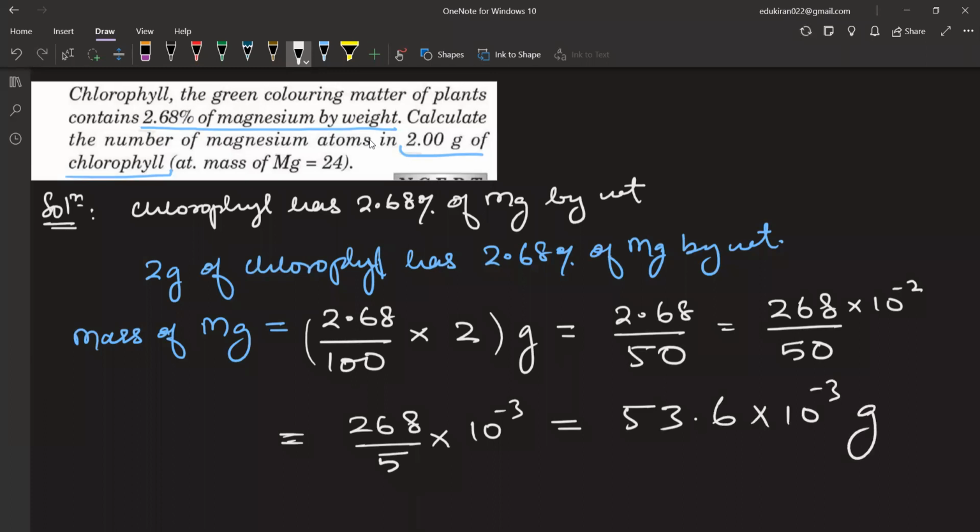Please calculate this now. How much are you getting? 268 by 5. Correct. This is right: 53.6 into 10 to the power minus 3 grams. This is the mass of Mg that we have. All of you got the answer? Yes or no? Please tell me.